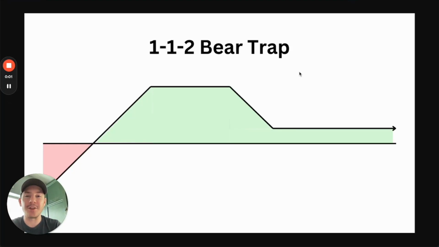Hey guys, what's up? In this video, I'm going to show you how to automate the 112 bear trap strategy so that you can actually have a real stop loss that protects your downside. You can turn your trade into a hedge automatically when it hits a certain take profit, so that you don't have to spend your time watching the screen.